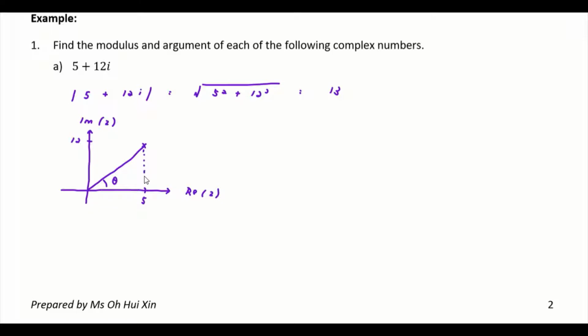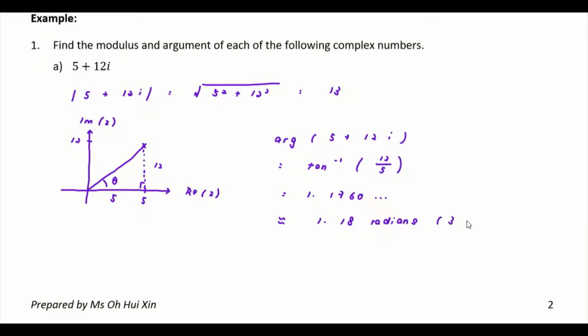You can try to plot a right angle triangle. So you have the height here, which is 12, and the length here is going to be 5. So the argument for 5 plus 12i is going to be equal to, opposite and adjacent, so shift tangent, then you have 12 and 5. You can use your calculator to get your answer, then round it to three significant figures. So 1.188 radian, 3 s.f.